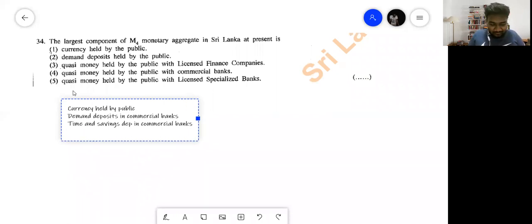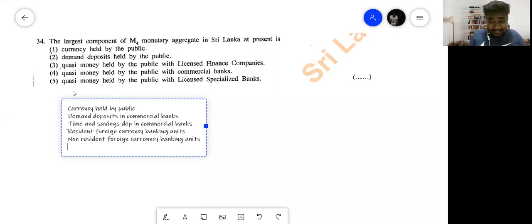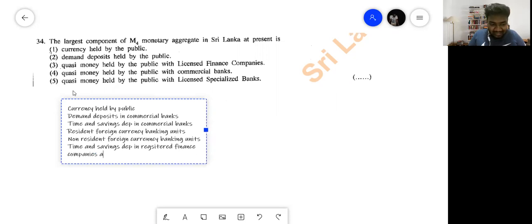You will have resident foreign currency banking units, that is RFC. You will also have non-resident foreign currency banking units. So in addition to this, you will also have time and savings deposits, savings deposits in registered finance companies and specialized banks. So that's complete M4.